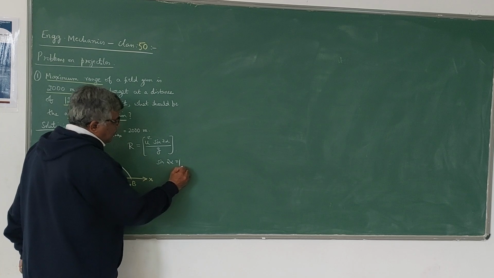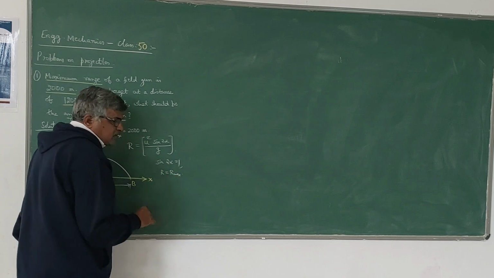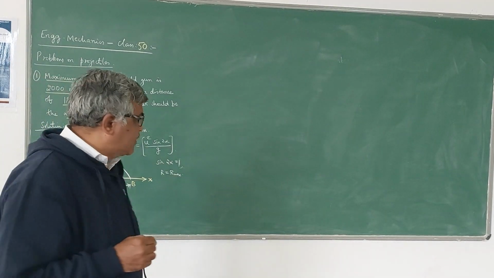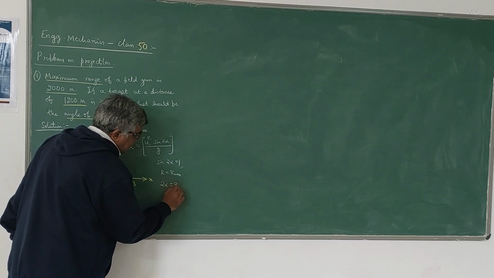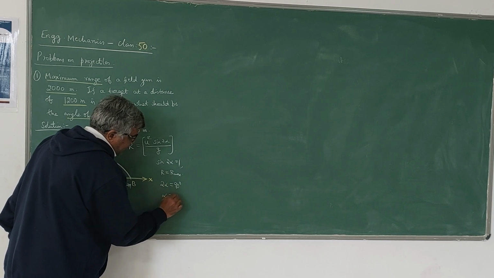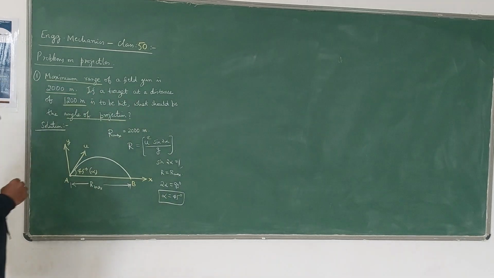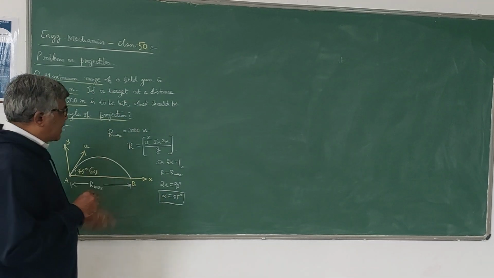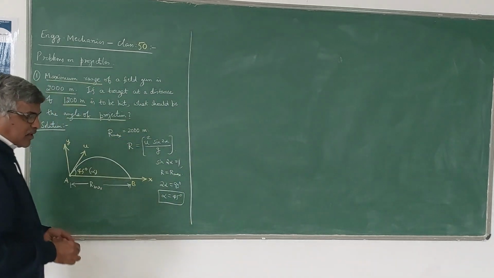If sin 2 alpha is equal to 1, then R becomes R maximum, because the maximum value of sin 2 alpha is 1. Sin 2 alpha is 1 means 2 alpha will be 90 degrees and alpha will be 45 degrees. That means if the angle of projection is 45 degrees, then only you can have the maximum range. Now he has given the value of the maximum range as 2000 meters.